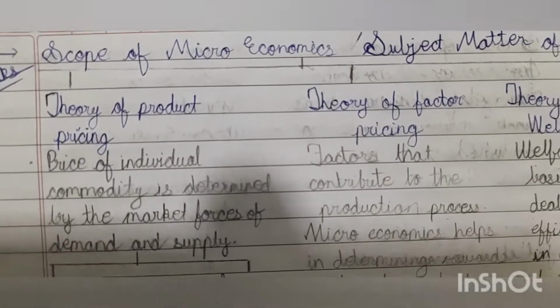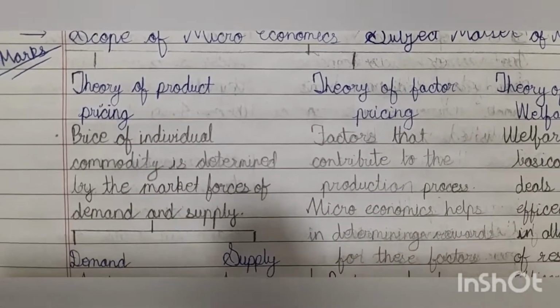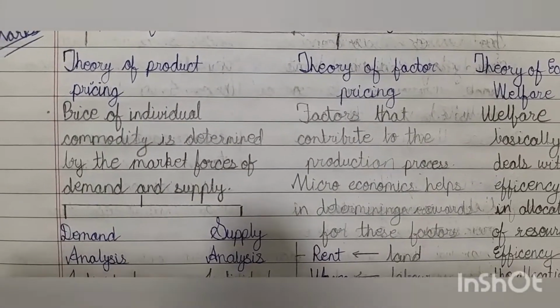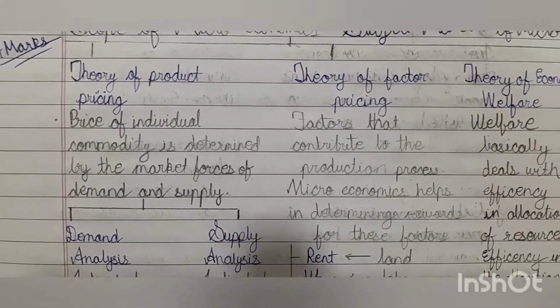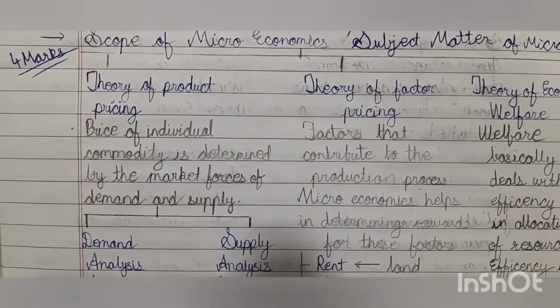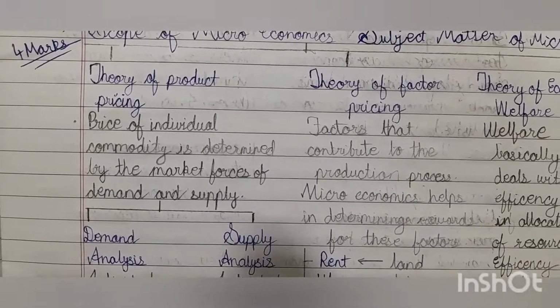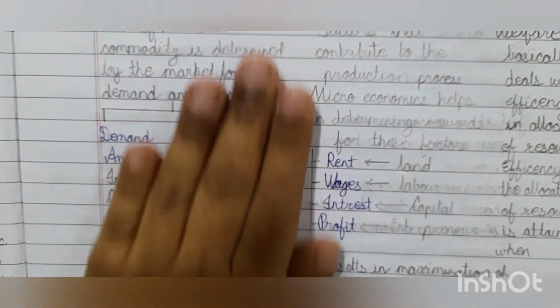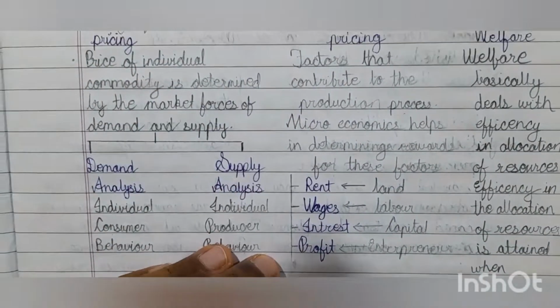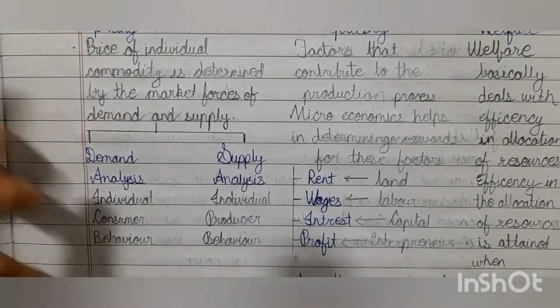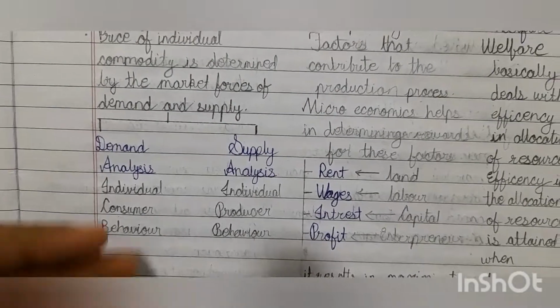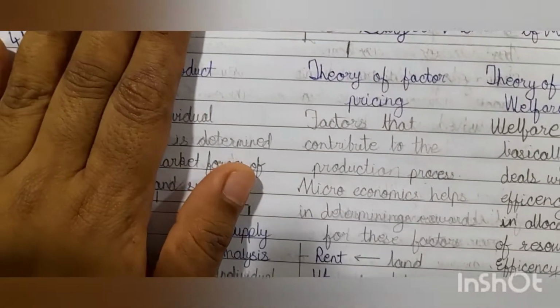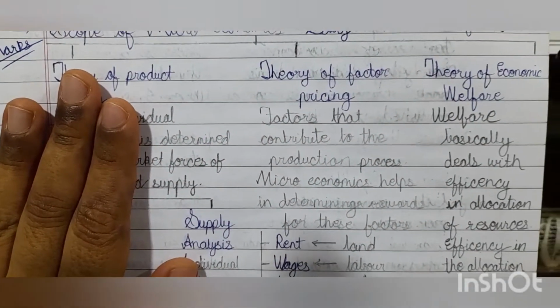The next point, theory of factor pricing. Factors that contribute to production process are studied under factor pricing. So microeconomics basically helps in determining rewards for these factors. For example, land, labor, capital, entrepreneur. All of them contribute to the production process. So what will they get in return? What will they earn in return is determined by this theory.